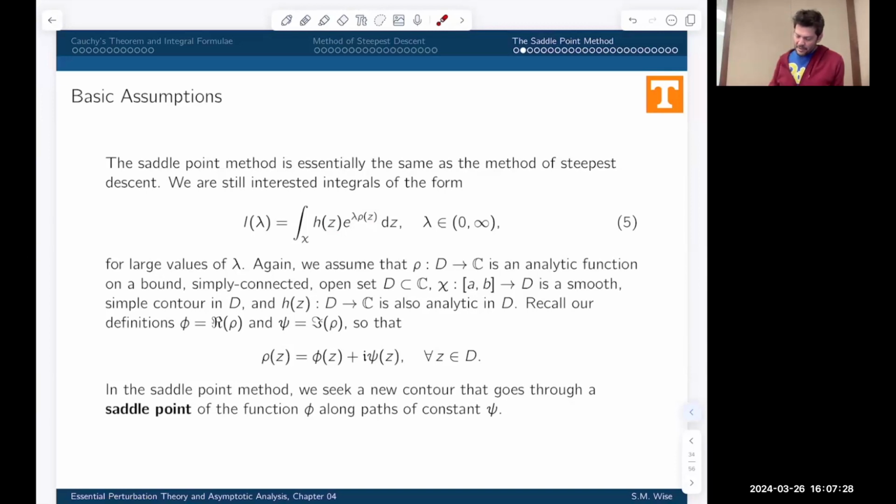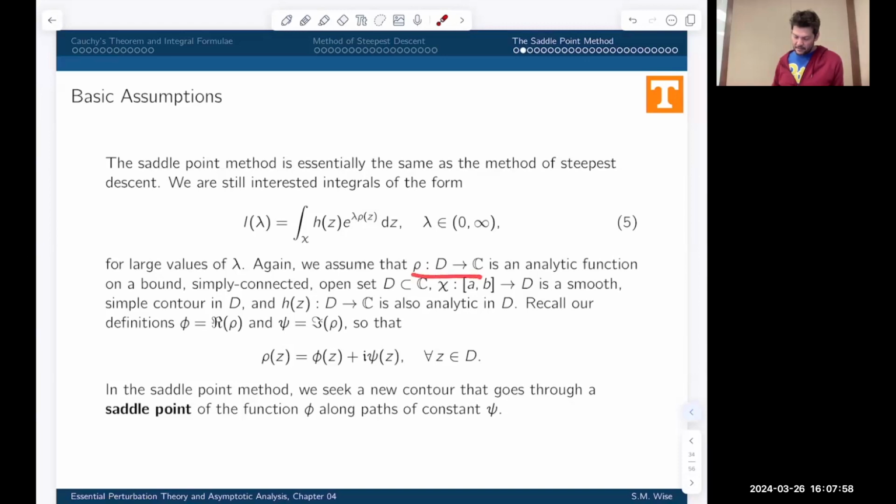Well, as long as h and rho are complex analytic on the same set. So we're going to start out with a contour chi, which lives in this nice set D that we're working on. And we want or hope to deform chi into another contour that allows us to convert this integral somehow into one which is amenable to our previous analysis or previous tools from Laplace's method that we learned earlier.